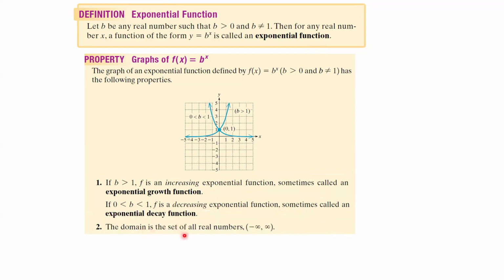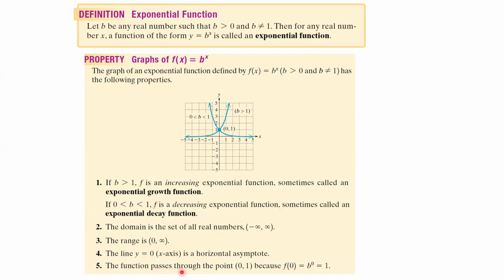The domain of the function is negative infinity to positive infinity, and the range, as you can see, is between 0 to positive infinity. The line y equals 0 is the horizontal asymptote for this function. The function passes through the point (0, 1) because f at 0 is equal to b to power 0, or 1. So this is a little bit of algebra.